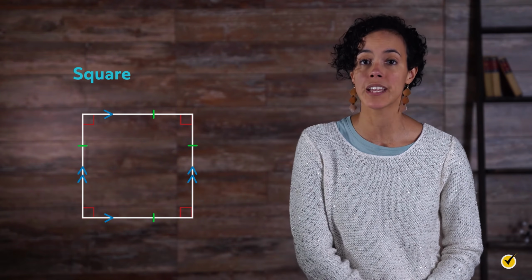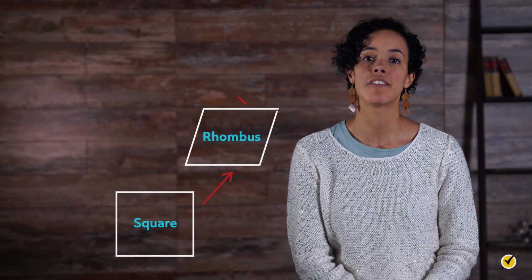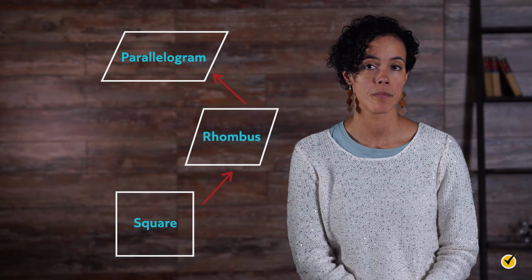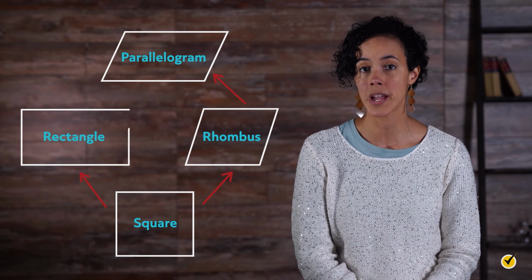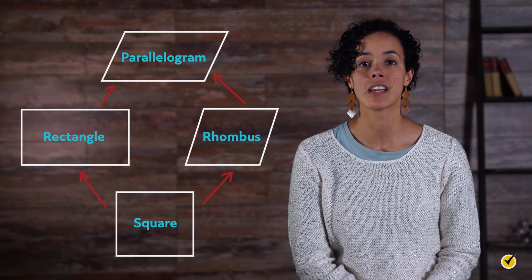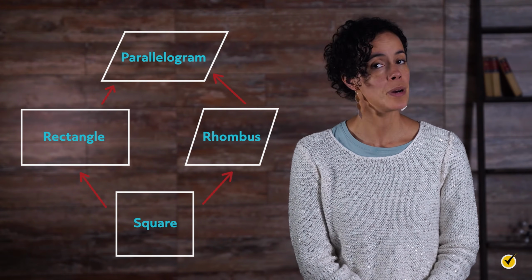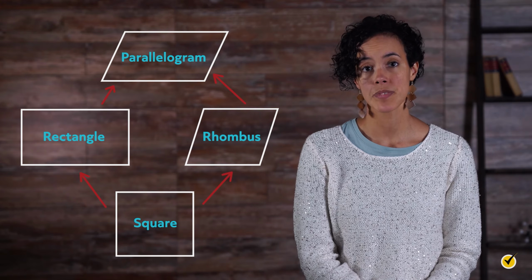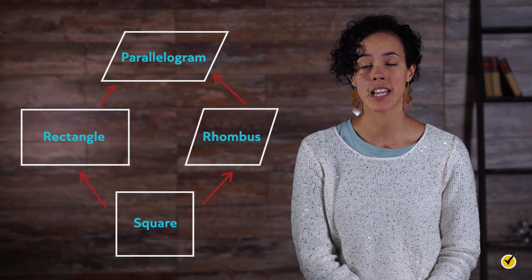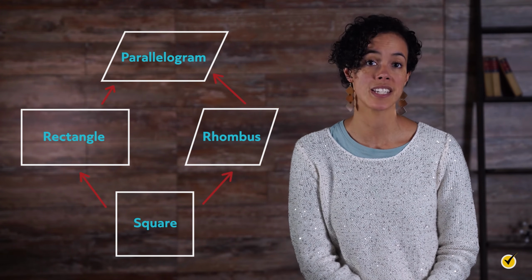So let's recap quadrilaterals before we start exploring their diagonals. Here, we've arranged our quadrilaterals into a sort of tree, starting with the square as the trunk. Every square is a rhombus, and every rhombus is a parallelogram. Every square is also a rectangle, and every rectangle is a parallelogram. That's how it works going up the tree, but it doesn't work going down. Not every parallelogram is a rectangle, and not every rhombus is a square.